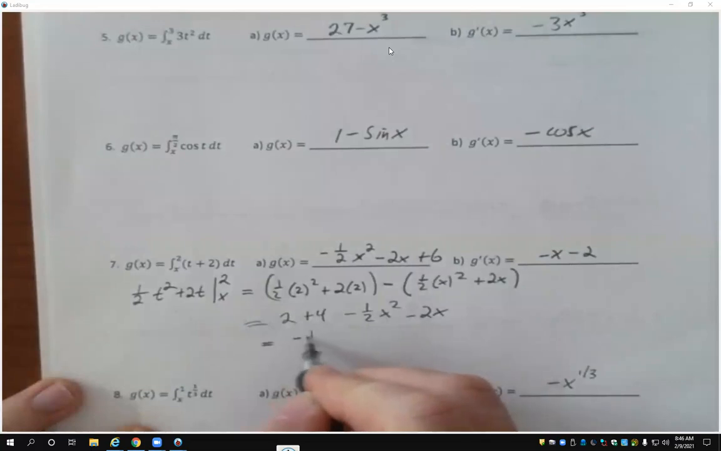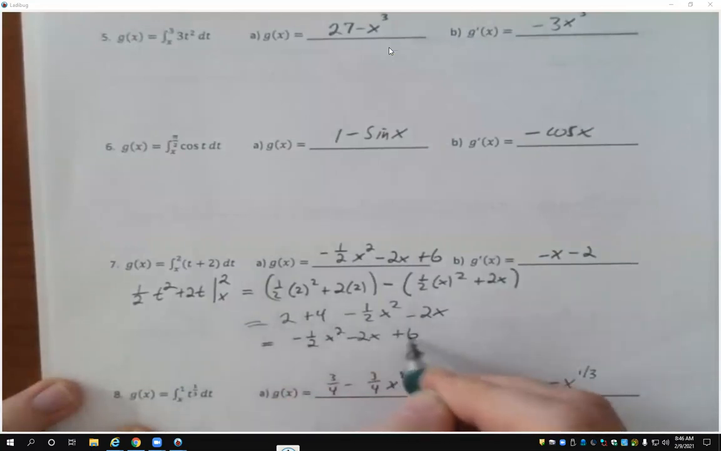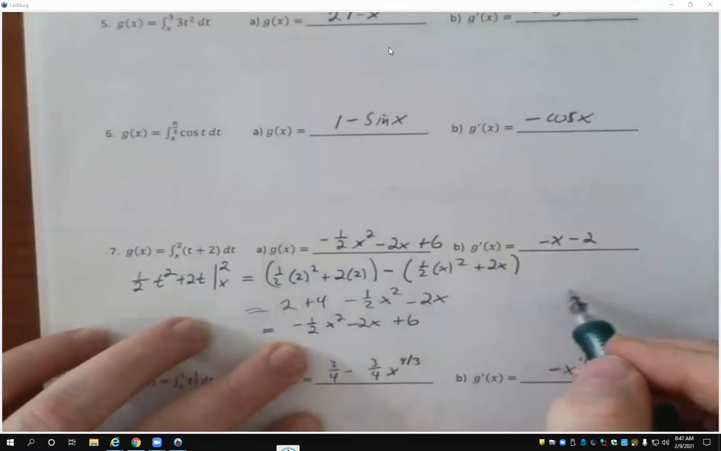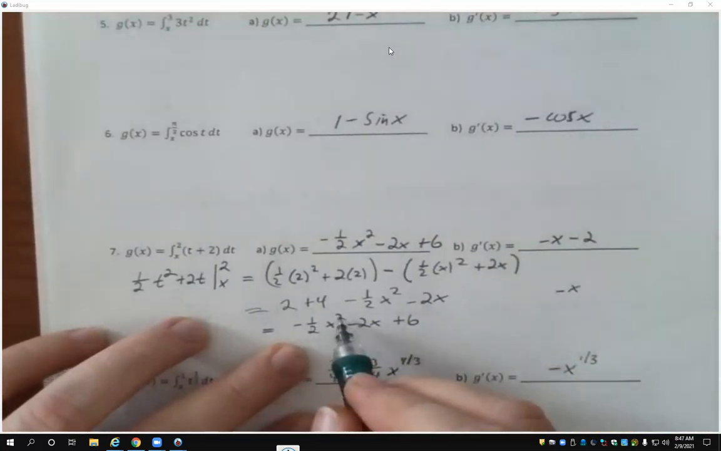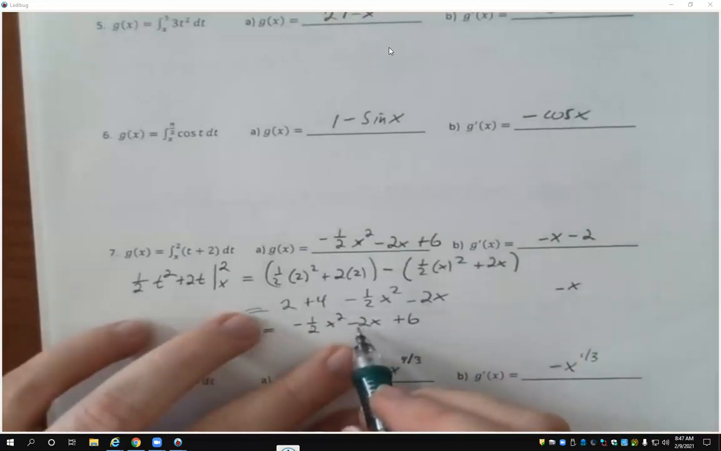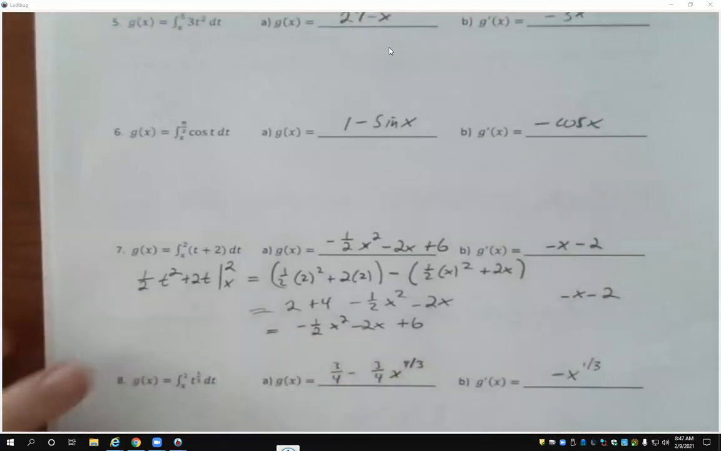So I got negative 1/2 x squared minus 2x plus 6. The derivative of this is 2 times negative 1/2, which is negative 1. Okay. x to the 2 minus 1, which is 1. Okay. The derivative of negative 2x is negative 2. And the derivative of 6 is 0.